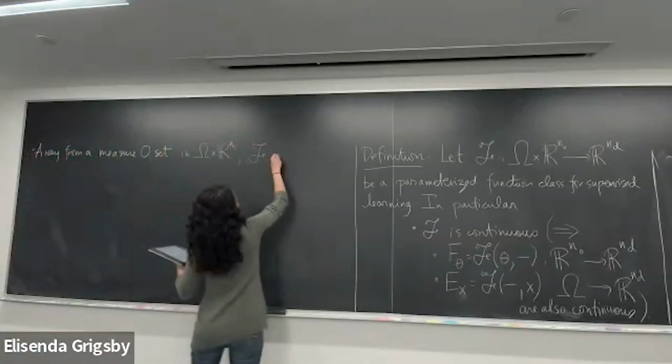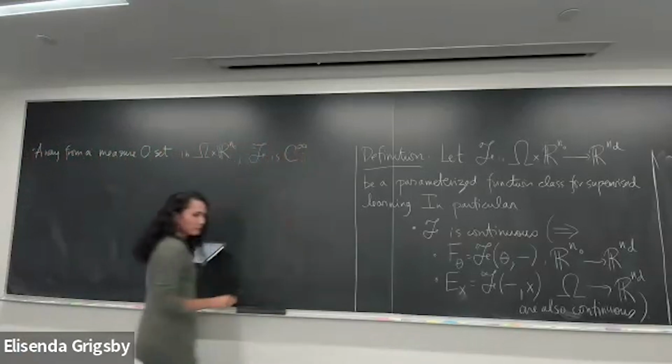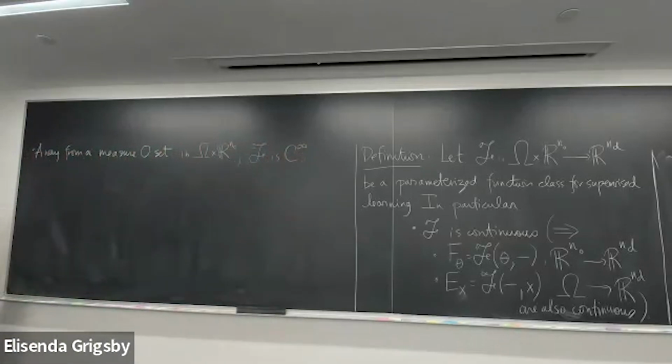Let's see, make F be C infinity, smooth. So all partial derivatives with respect to all parameters and all input points are well defined away from a measure zero set. So think you remove some lower dimensional spaces and you're fine. Okay. All right, so this is what we're working with when we talk about a parameterized function class.